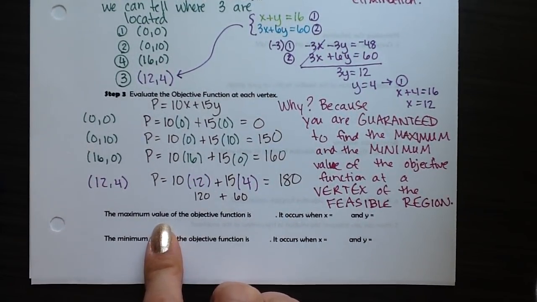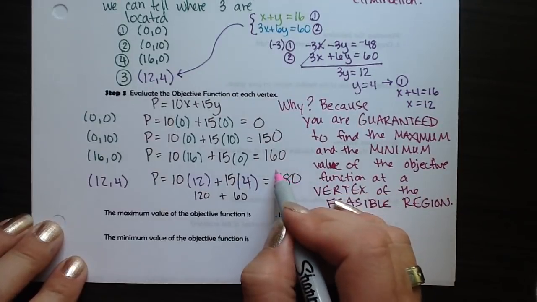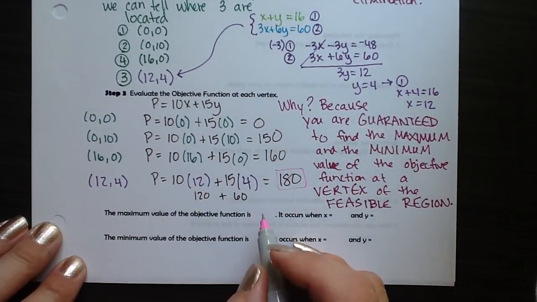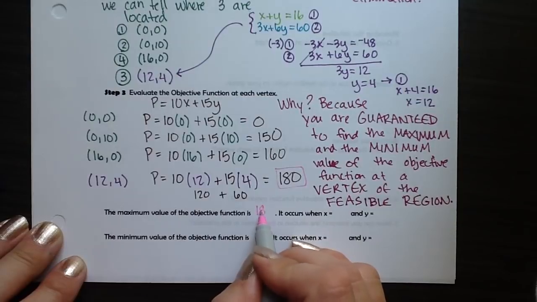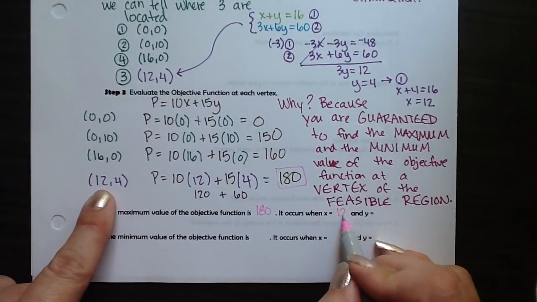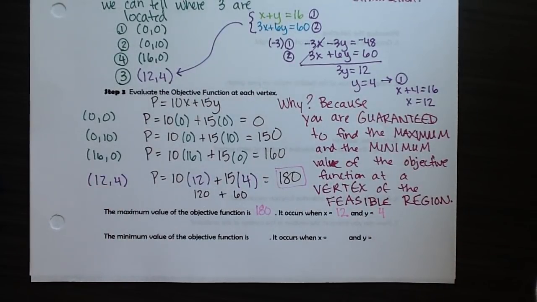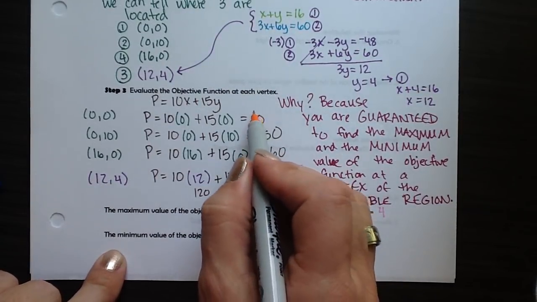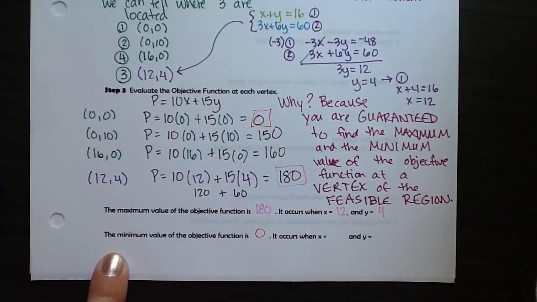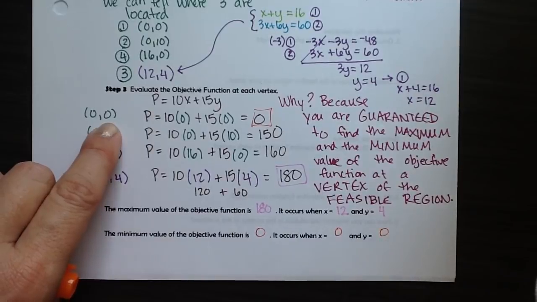The maximum value of the objective function, well, to find the maximum value, you just look on there and find the biggest one. It's 180. So the maximum value of the objective function is 180, and it occurs when x equals 12 and y equals 4. The minimum value of the objective function, we just look for the smallest number, is 0, and it occurs when x equals 0 and y equals 0.